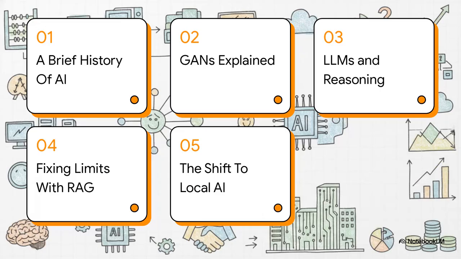Let's dive in. Okay, so here's our roadmap for today. 1. A brief history of AI. 2. Generative adversarial networks explained. 3. Large language models and reasoning. 4. Overcoming AI limitations with RAG. And finally, 5. The shift to local AI.